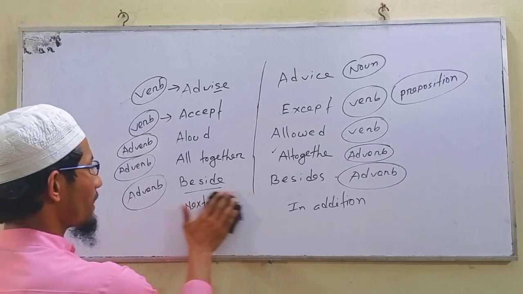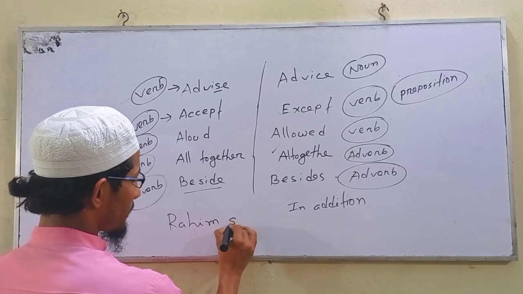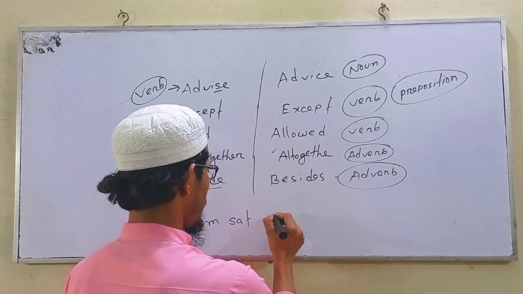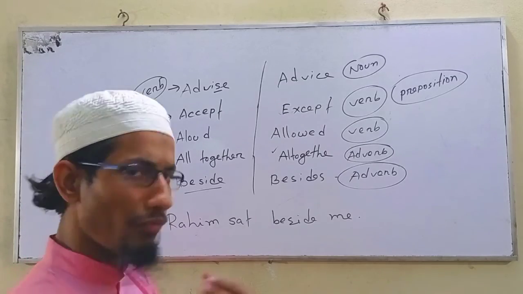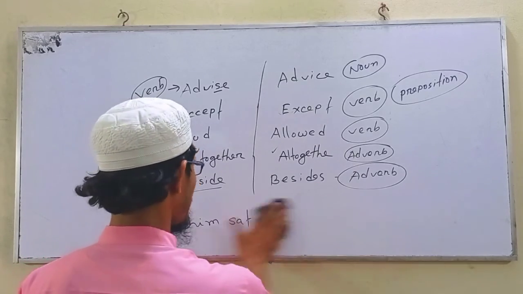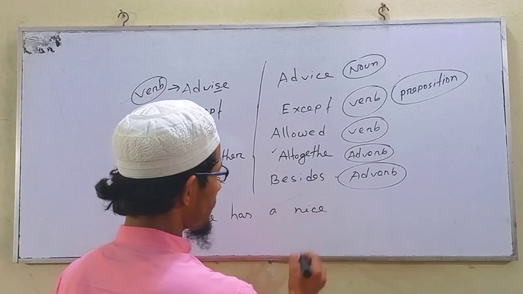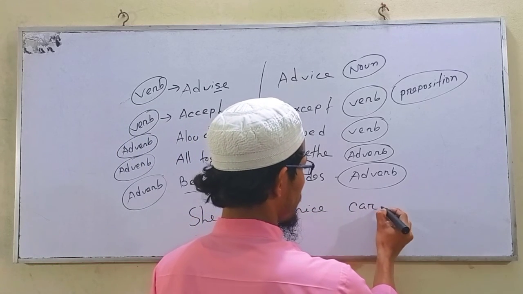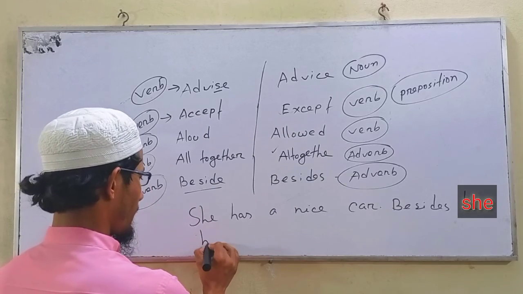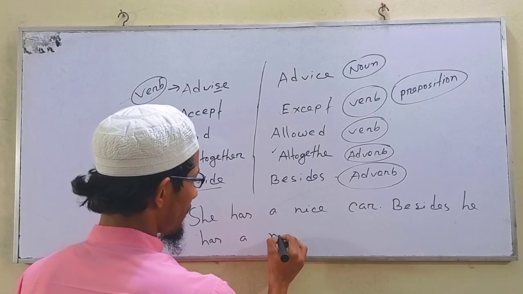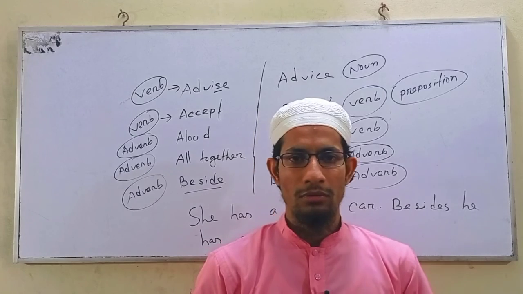So, if I say any sentence with beside, then: Rohim sat beside me. That means next to me. On the other hand, besides, she has a nice car. Besides, he has a nice house.